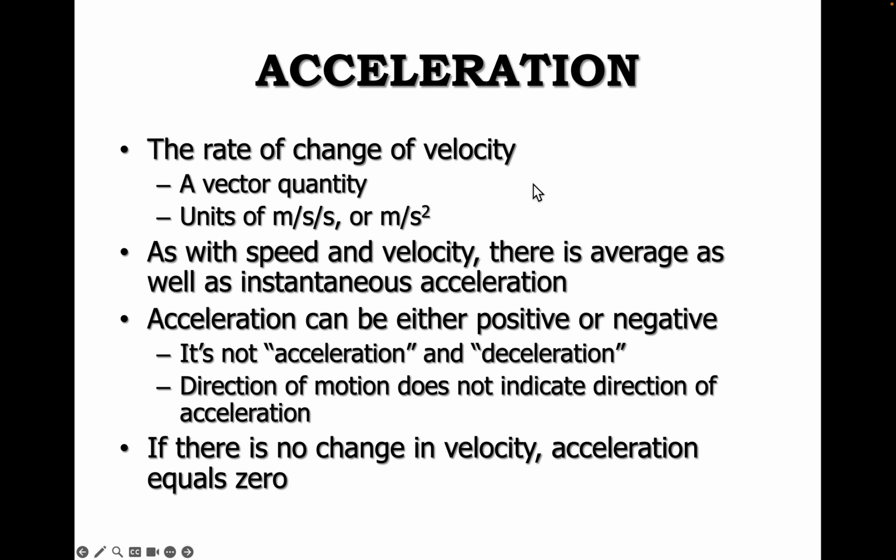So if we've got velocity and speed there, we need to look at acceleration, okay? Because acceleration is the change in velocity. Since we're looking at velocity again, which looks at displacement, we consider acceleration a vector quantity. Typical units are meters divided by seconds again, or you could simplify that to meters per second squared. And just like average speed and average velocity, we can find average acceleration as well as instantaneous acceleration.